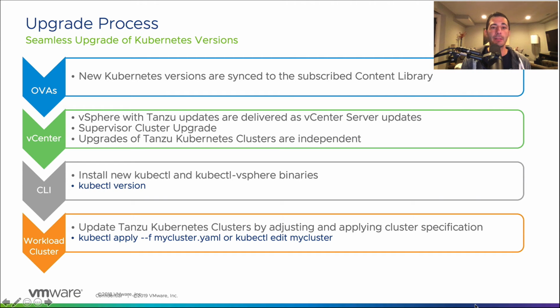So as a developer, now I would go to the web interface where the supervisor cluster has its IP address, and I download the new kubectl and vSphere binaries. This gives me up to the latest version of what's available as a part of my supervisor cluster. After that, I go ahead and update my Tanzu Kubernetes clusters. The preferred way to do it is actually editing the cluster directly, which we'll show in a demo here of actually being able to upgrade a cluster.